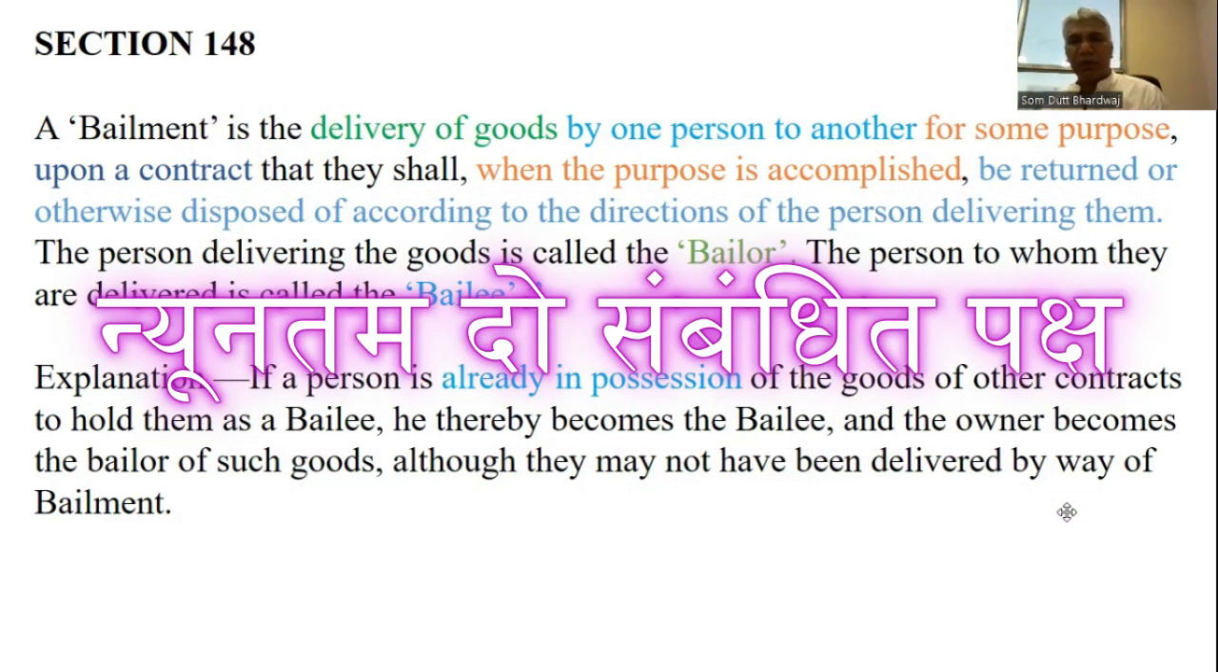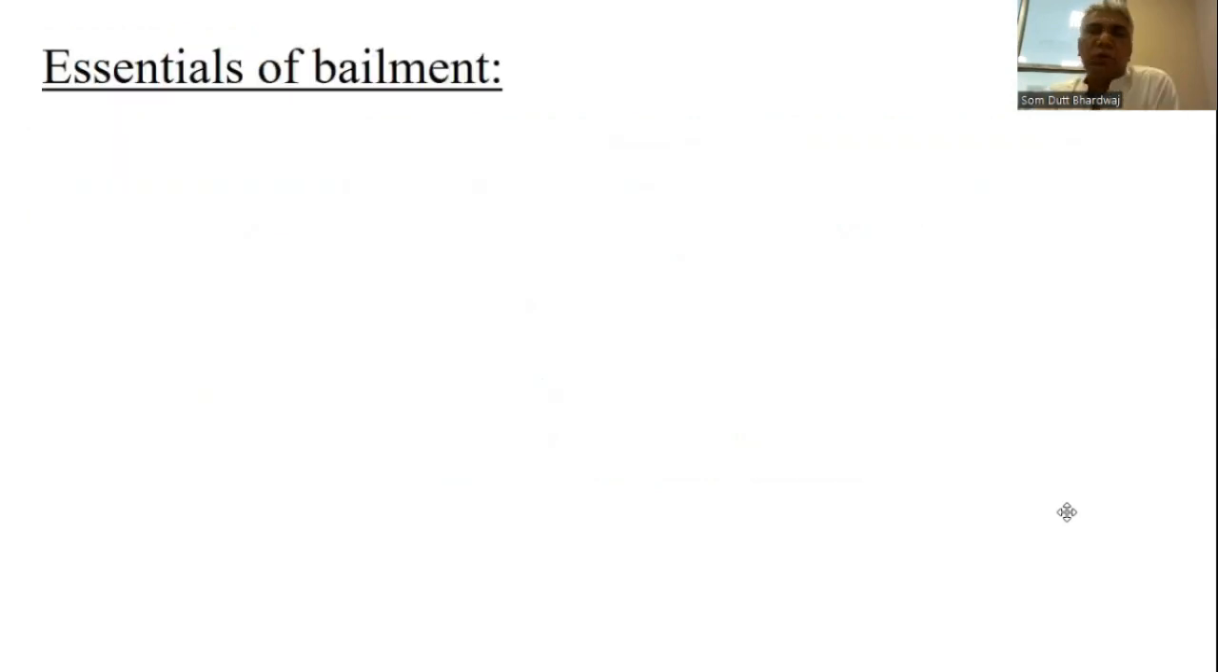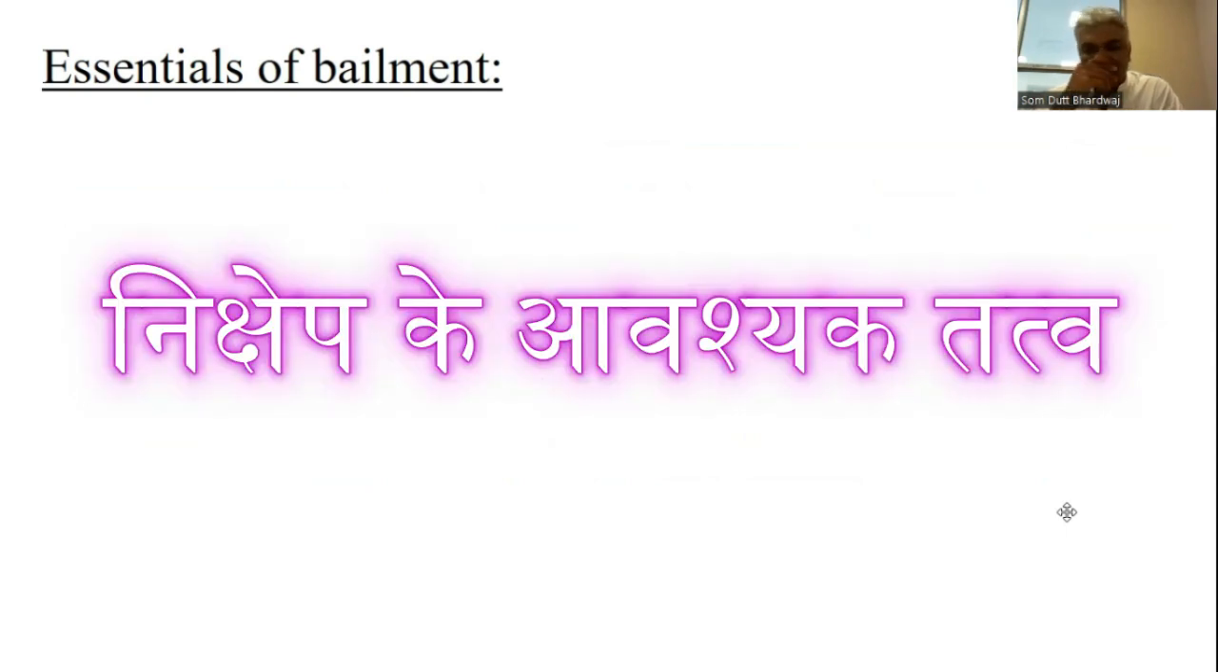Both must enter into a contract. That contract should basically help in delivering some particular goods to another person, where it is undertaken that once the purpose is over, it will be returned back to the bailor or it will be disposed of as per the directions. So this plain reading of Section 148 makes it a bit clear that there are some essential elements of bailment.